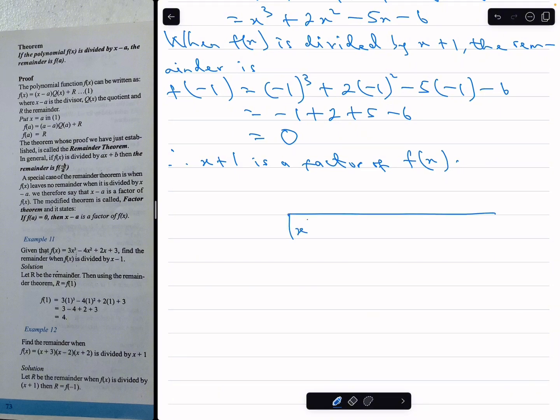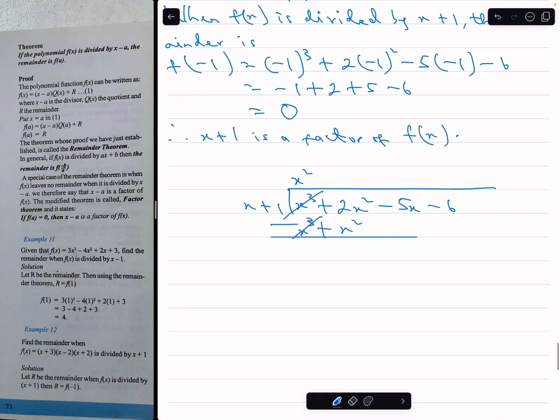F of x is x cubed plus 2x squared minus 5x minus 6. And we're dividing it by x plus 1. X cubed divided by x is x squared. Now we multiply x times x squared, that's x cubed. 1 times x squared, that's x squared. Now we subtract. x cubed minus x cubed is 0. 2x squared minus x squared is x squared. Bring down the next thing, which is minus 5x.